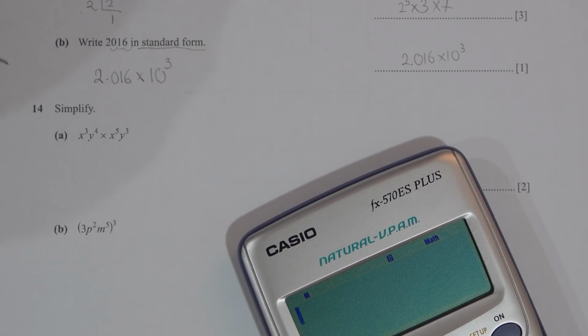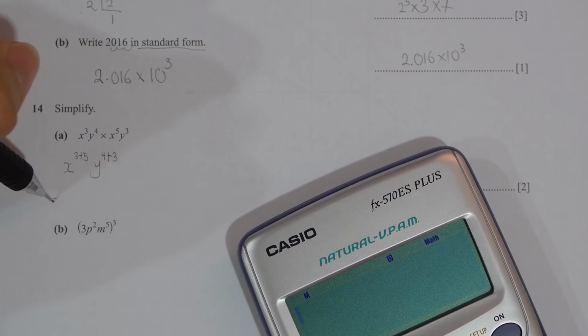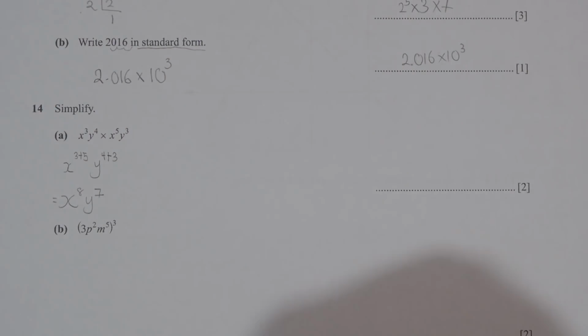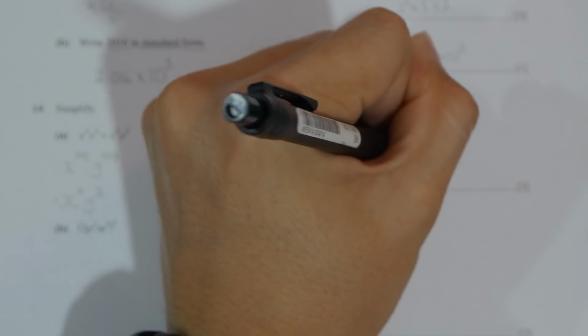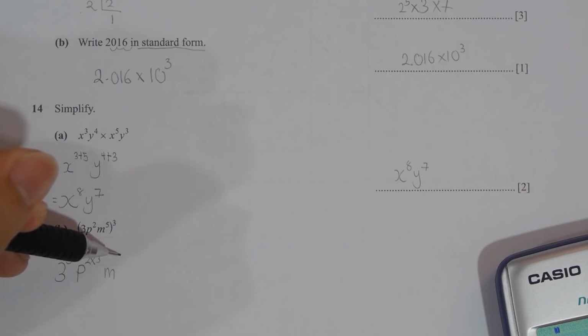But for the following ones, you simply add the x to the power of 3 and 5 together, it becomes 8. 4 plus 3 becomes 7. If there's a bracket there, like inside part B, then you're required to multiply the 3 into every single thing. So 3 to the power of 3 becomes 27. P 2 times 3, 6. M 5 times 3, 15.